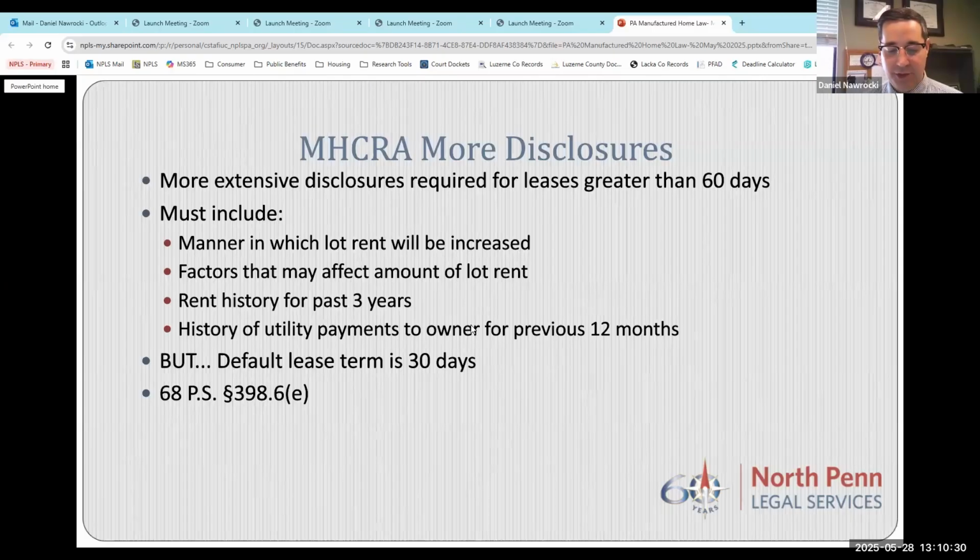Rarely do I get a manufactured home resident client who comes and says, here's a copy of the lease, I have a copy of the rules, and I have the disclosures that are supposed to be provided to me. I don't think I've ever had a client with all three of them. Sometimes I've seen community rules, sometimes I've seen leases. I've never seen the disclosures.